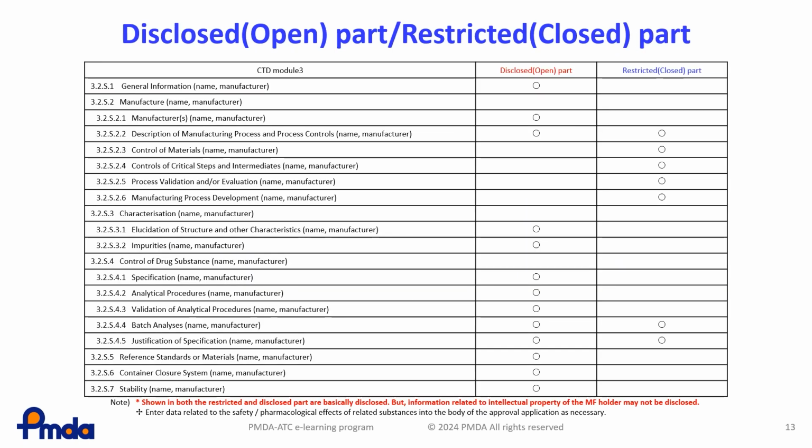The details of CTD to be submitted at the time of master file registration or changes in master file are shown here. The disclosed part contains the information that is disclosed to the marketing authorization holder of the drug product citing the master file, and it must also be submitted to PMDA at the time of master file registration.